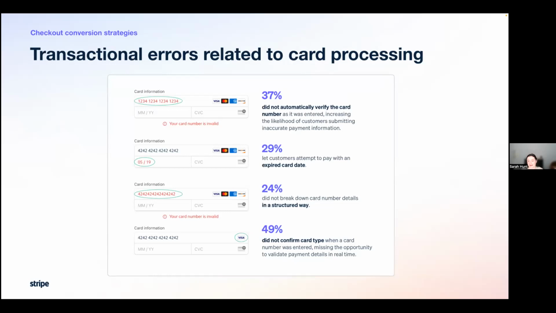Additionally, many websites had transactional errors, and this related to card processing. So 29% of businesses let customers attempt to pay with expired card details, delaying the process. So again, thinking back to my own personal experience, if the checkout screen doesn't prompt you to highlight where your mistake is, it can be very frustrating as the customer to go back through every tiny bit of data that you've input and find the mistake. So again, this is friction. Again, this is frustration, and none of these things lead to high conversion.